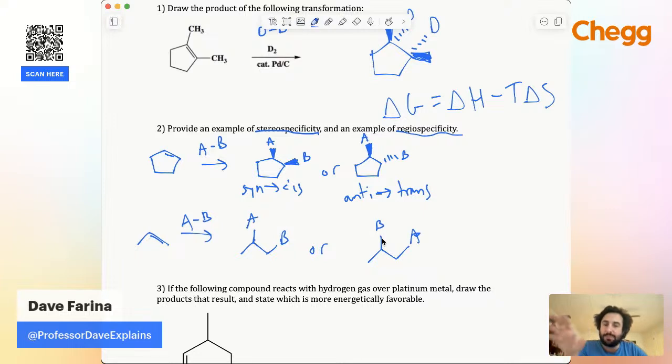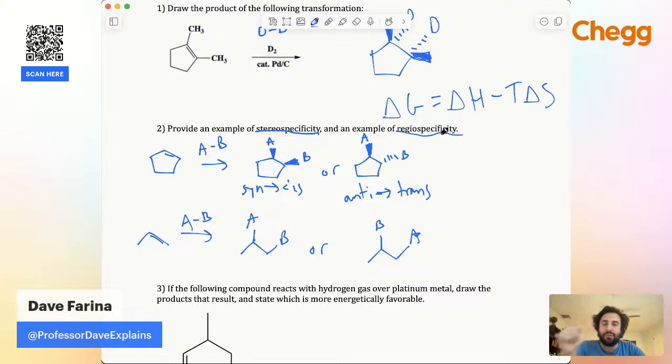So regiospecificity is when we get one potential structural isomer over another. And in the context of addition reactions, that's going to be talking about Markovnikov additions versus anti-Markovnikov additions. I have several examples of those that we're going to get to, so I will highlight this again. But it's very important to know what stereospecificity means and what regiospecificity means. And also, by the way, stereoselectivity and regioselectivity and how they're not the same thing.